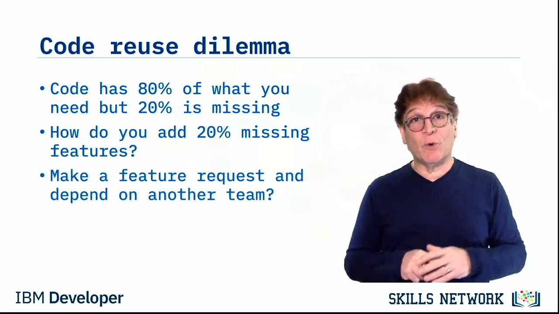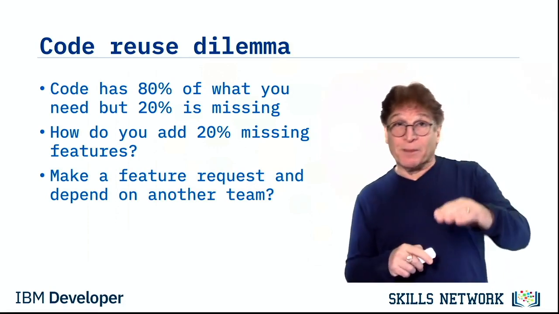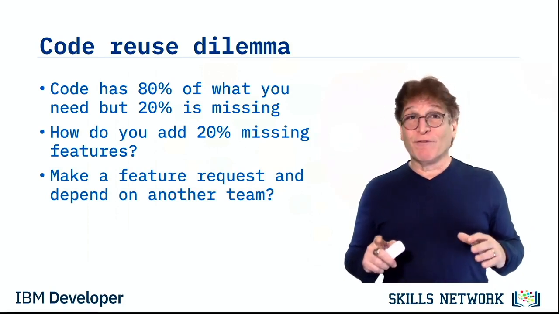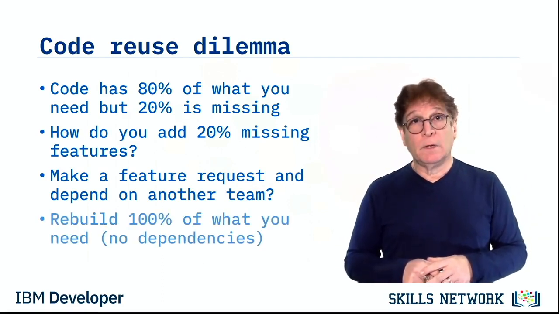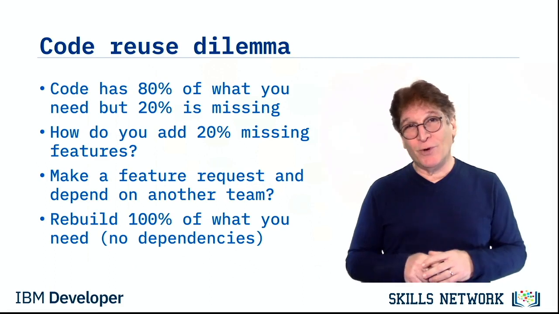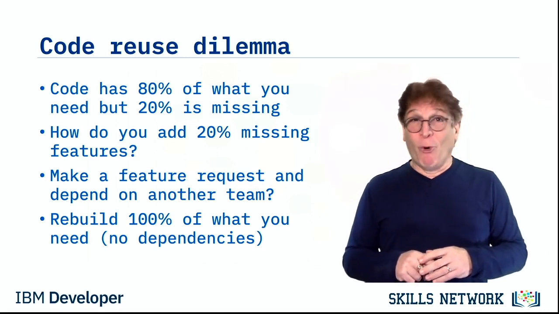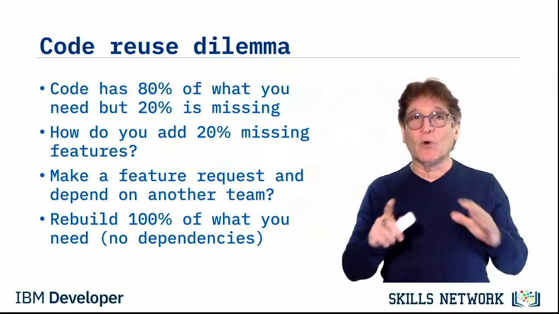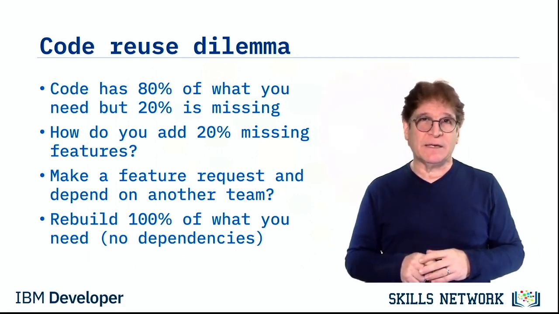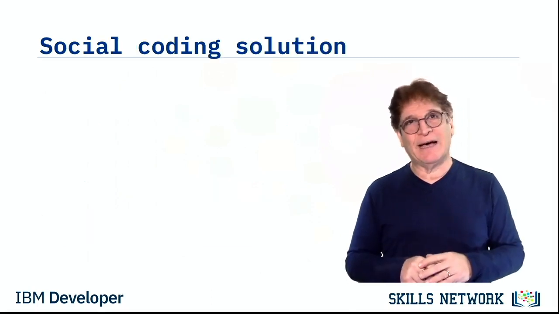Do you make a feature request to the repo owner for a new feature and risk that your request will be at the bottom of their priority list, or worse, their funding gets cut and your request will be cut out first? Or do you rebuild 100% of the code just to get the 20% that you need, so as not to have a dependency on another team? It's sad to report, but many teams select the latter and reinvent the entire wheel just to get the functionality they need. This is a huge waste of resources for any company, but it happens all the time.